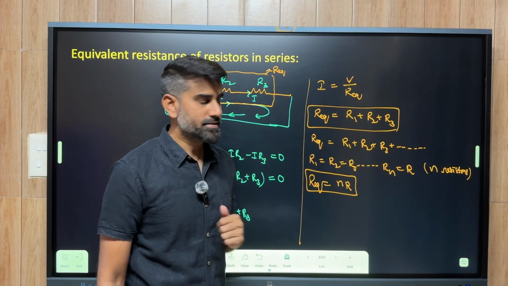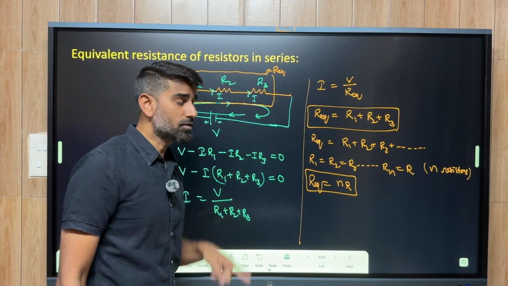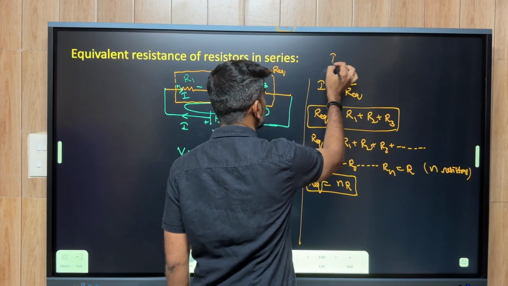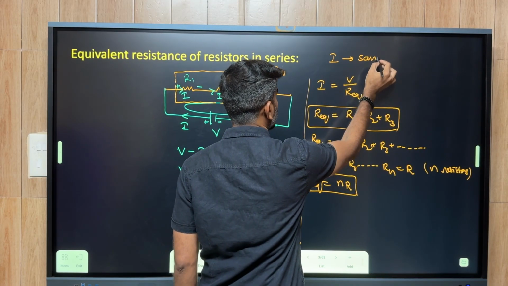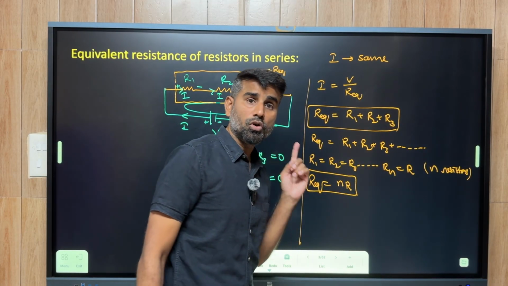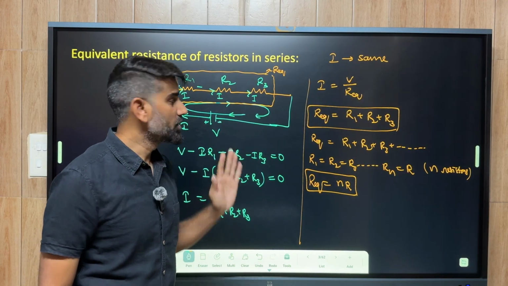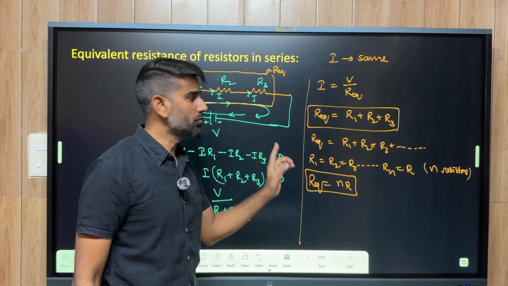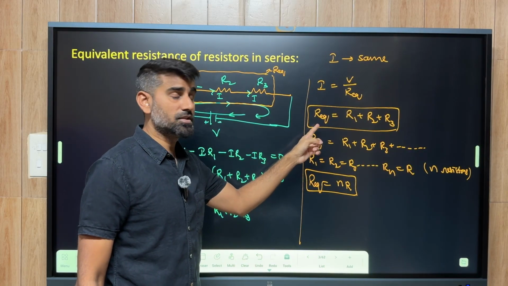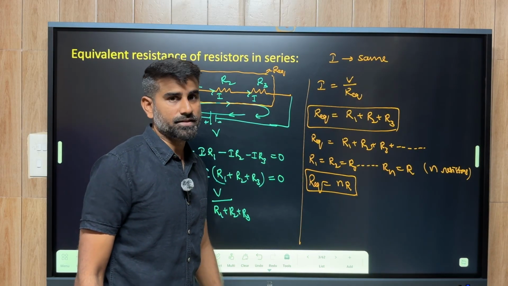In the case of series combination, current remains the same through all the resistors. Hope this derivation for the equivalent resistance of resistors connected in series is clear.